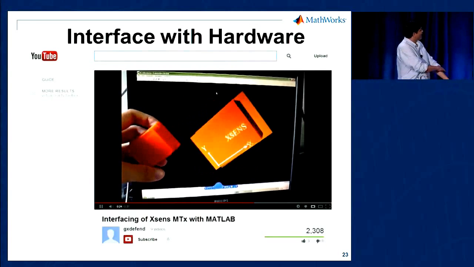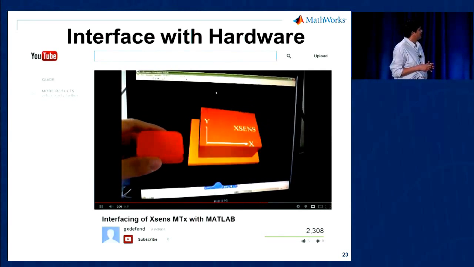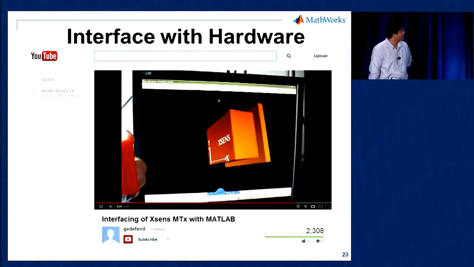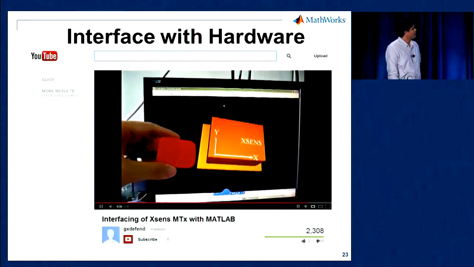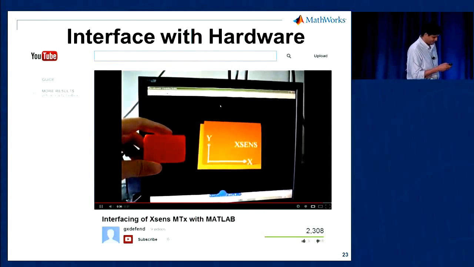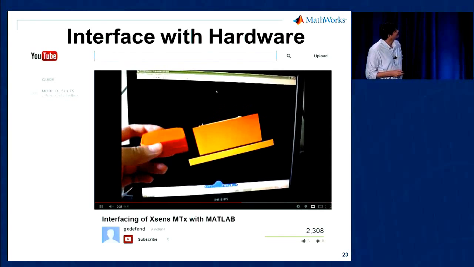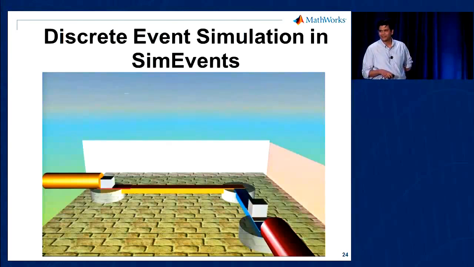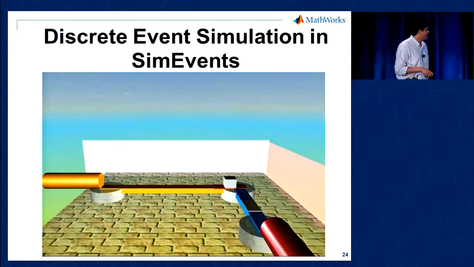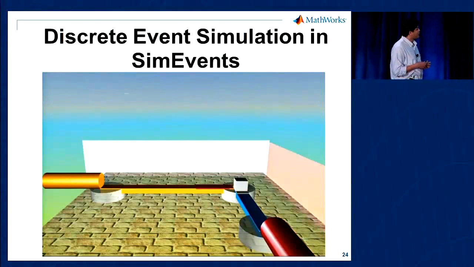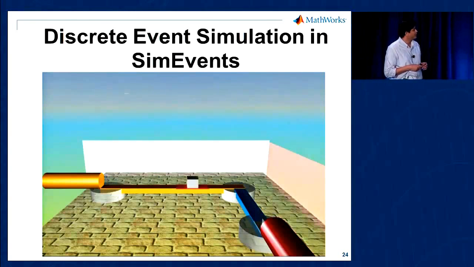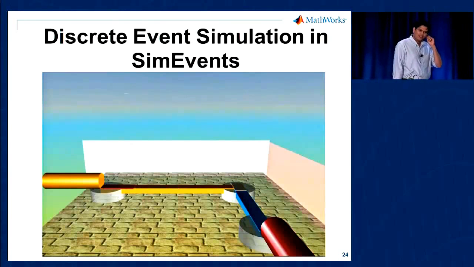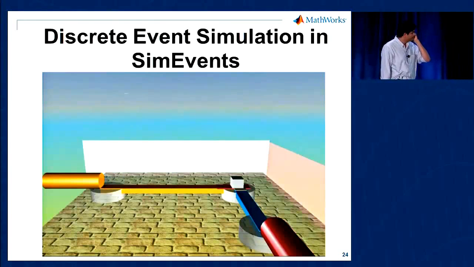This is something that one of our customers put on YouTube. This is the interfacing of the Xsens 3D inertial motion unit. You can see it's pretty cool. Discrete event simulation: transferring boxes based on the velocities of two carriages. There's a mismatch, so there are delays. You could do that with 3D animation.